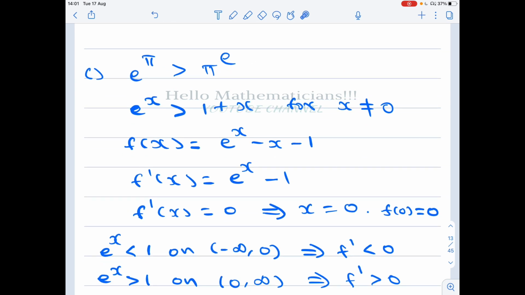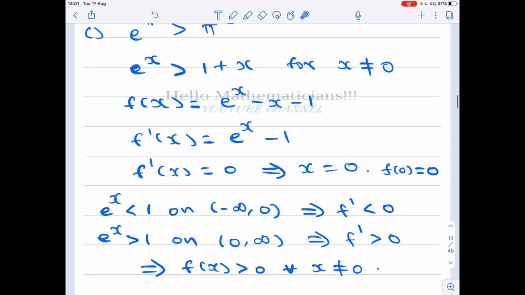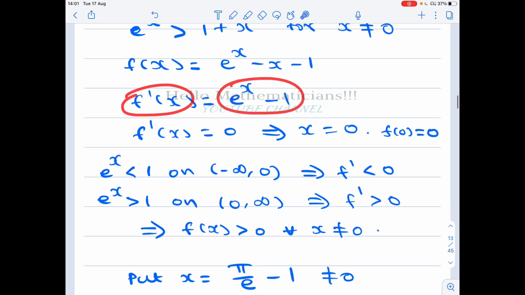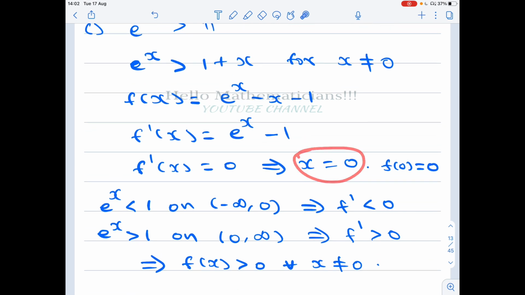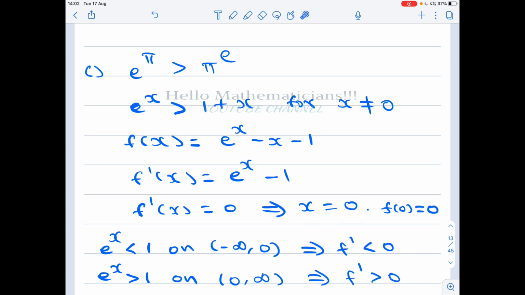Note that e power x greater than 1 plus x for x not equal to 0. When x equal to 0, they are equal. So how to prove that? We use the derivative technique. Take f of x to be e power x minus 1 minus x. We claim that this function is greater than or equal to 0, strictly greater than 0 for x not equal to 0. You calculate the derivative, it is e power x minus 1, and the derivative is 0 only if x equal to 0. So at the point 0, we get f of 0 is 0. That is one observation.